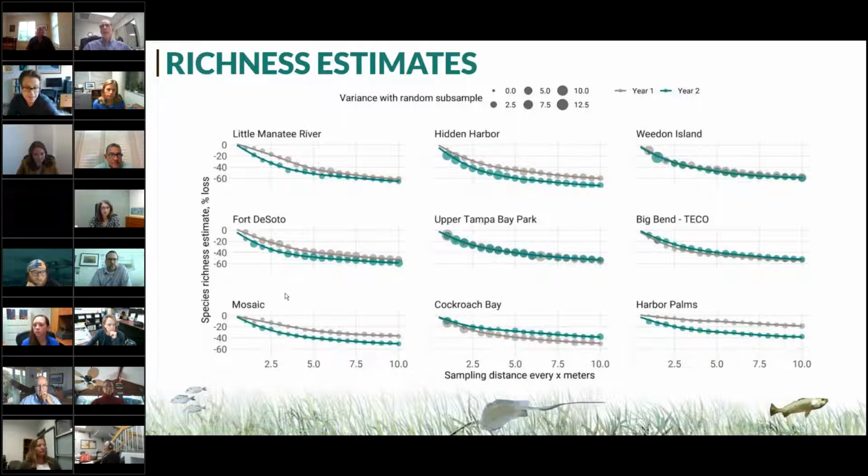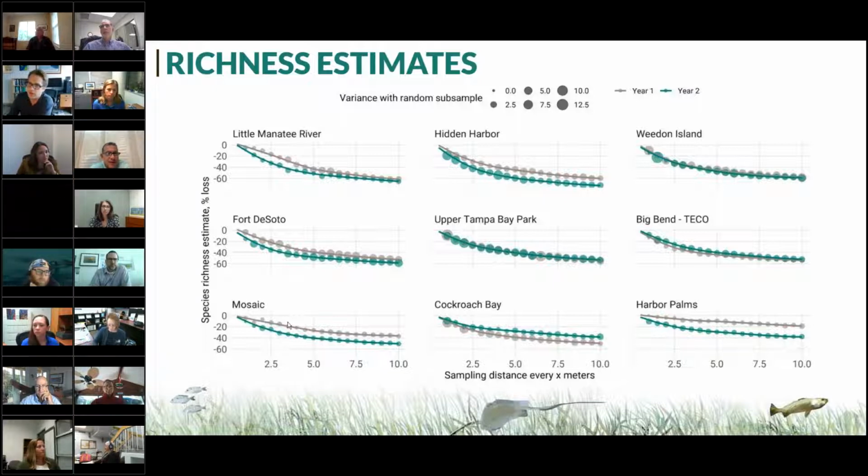So this isn't unexpected, but the question we're asking here is, can we reduce effort a little bit without sacrificing our estimates of richness? Obviously we wouldn't go out to 10-meter sampling, but can we go out to 1-meter sampling? And do we see a reduction in the richness estimates that's acceptable for this survey?